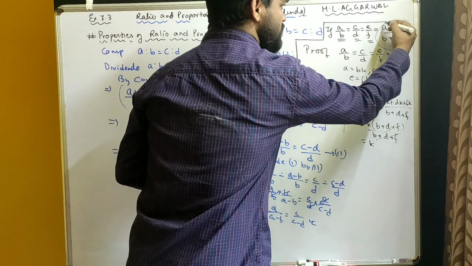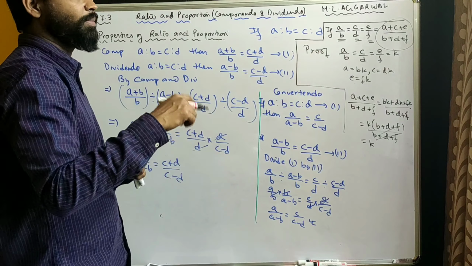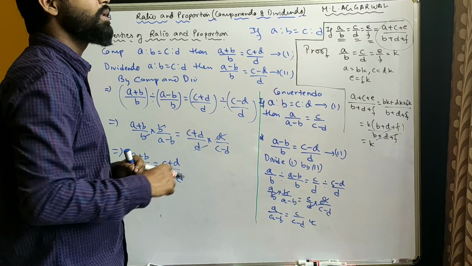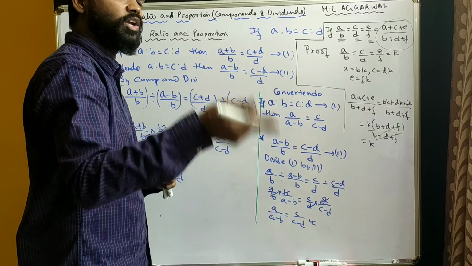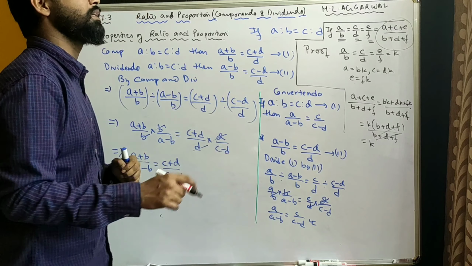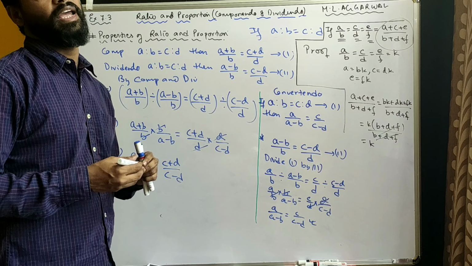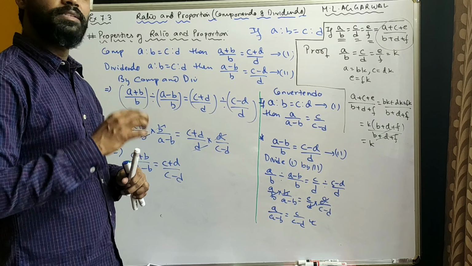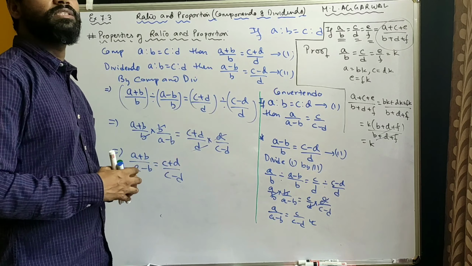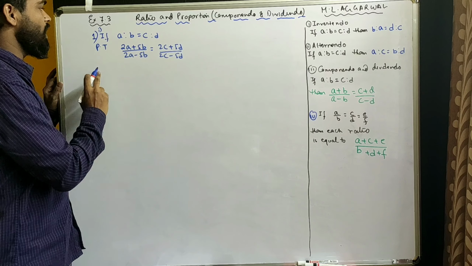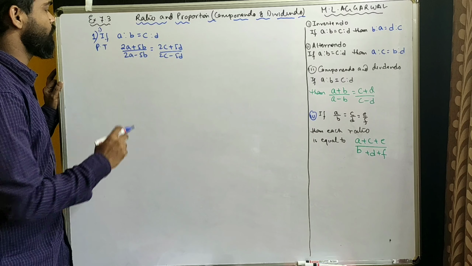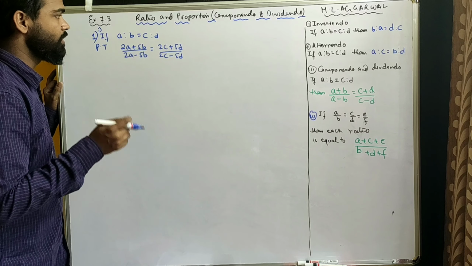So the value of this is K, and A by B is also K, C by D is also K, E by F is also K, which means A by B will be equal to C by D, is equal to E by F, will be equal to (A plus C plus E) by (B plus D plus F). Now we look at sums based on these properties. Clear?